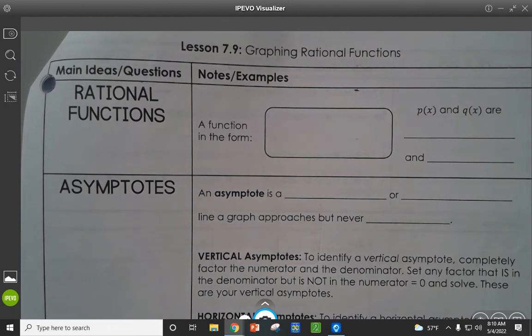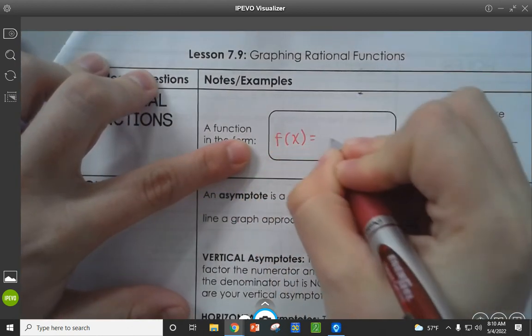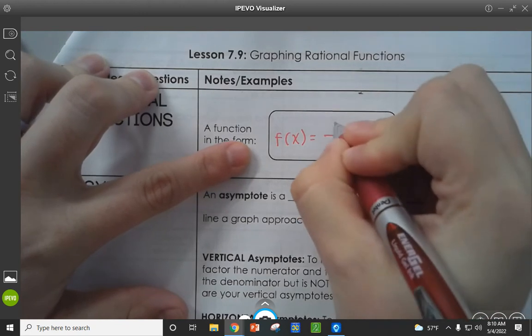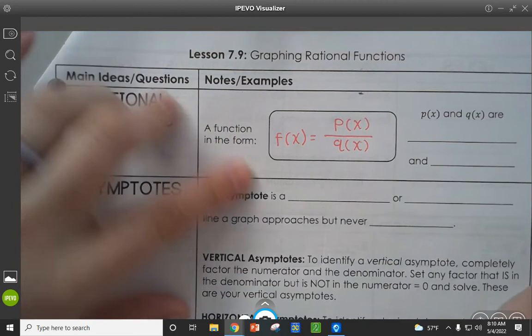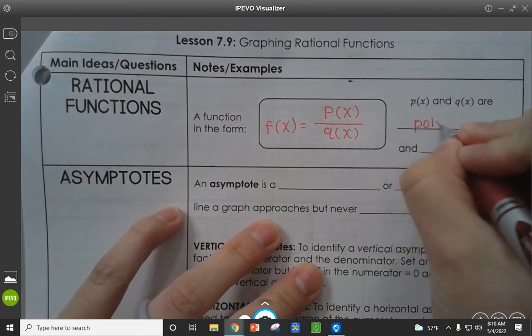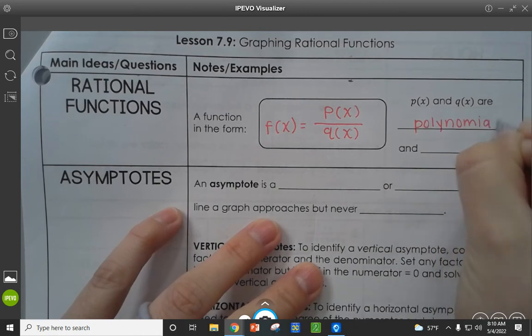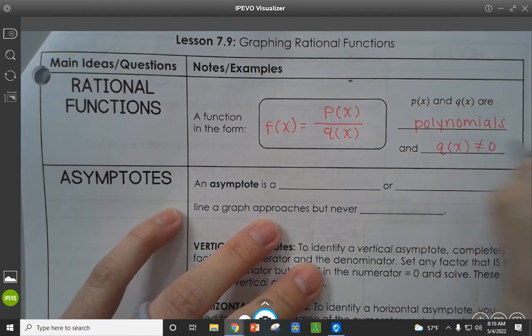So today we're looking at graphs of rational functions. And so a rational function, here's a fancy definition for it. It's when we have f of x, so that's my function, equals p of x over q of x, where p of x and q of x are polynomials, basically exactly what we've been seeing, and q of x cannot equal 0.